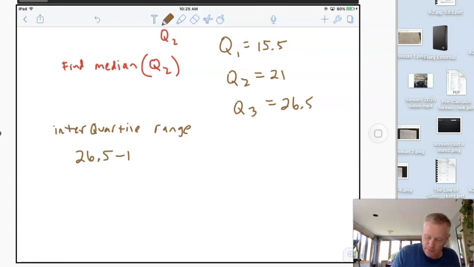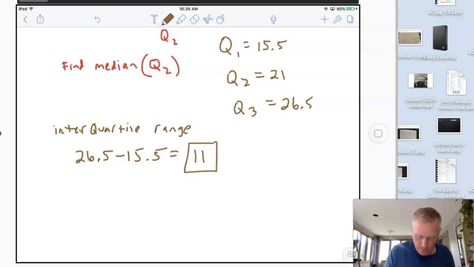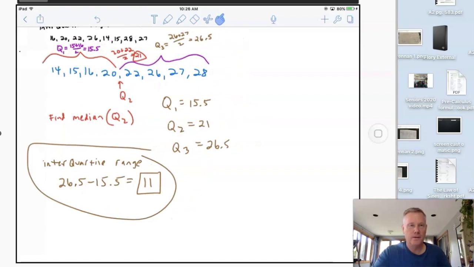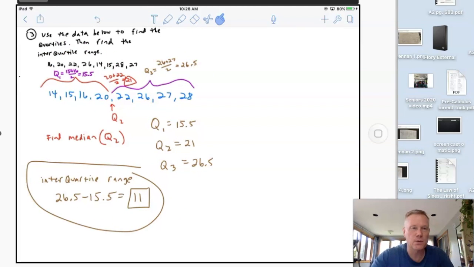26.5 minus 15.5 will give me my answer there. So that's 11. Okay. And there's that. So there's the first part of the lesson there. We're going to get into box and whiskers next.